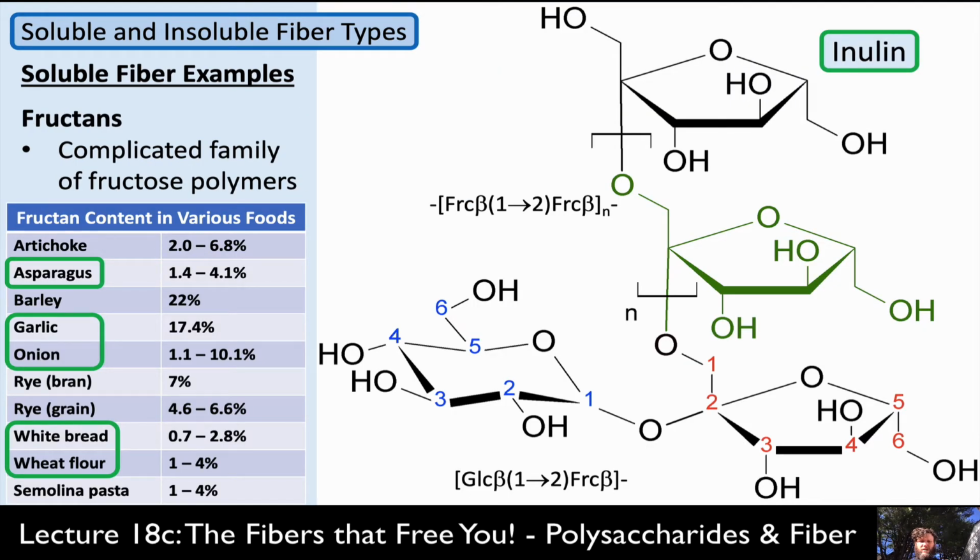Then there are the fructans. Fructans are a large, pretty complicated family of fructose polymers. Here's one called inulin, and you have a glucose with this chain of beta-1,2 fructose molecules attached to it. And we find this stuff in all kinds of foods like artichokes, asparagus, garlic, onion, white bread, wheat flour, etc., etc.